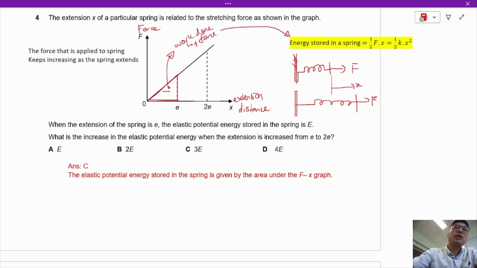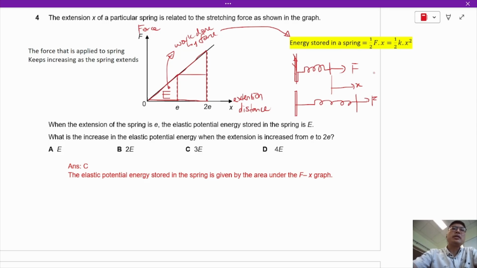So this area under the graph is E. When the extension increases from E to 2E, what is the change in this area? First we have to figure out how big this new area is. We can do that by doing a scale drawing. So let's say I cut like that.